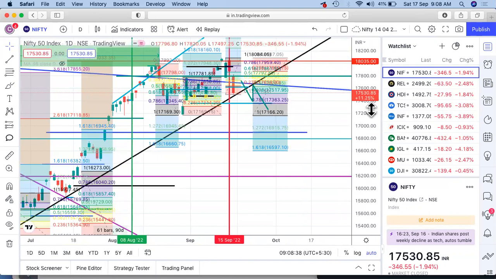We'll be able to discuss this on the basis of the daily candles which will be happening. But yes, overall, this is the scenario that we look for at this stage.